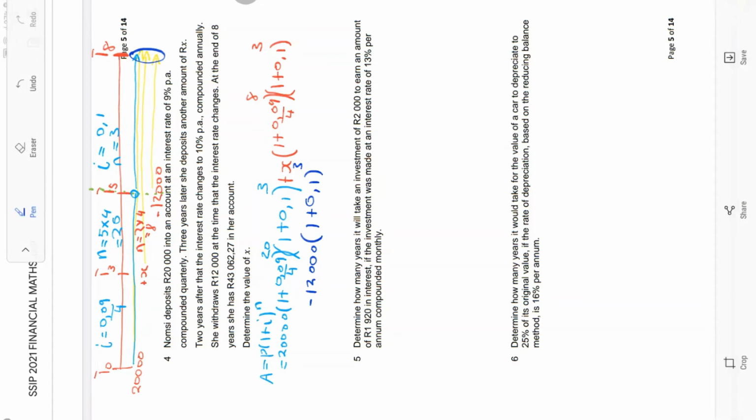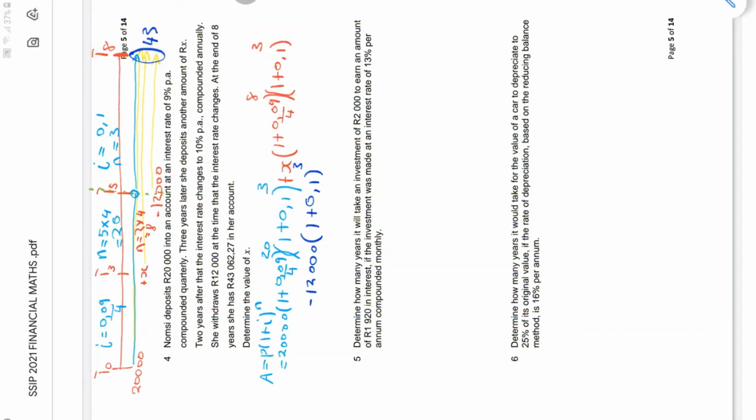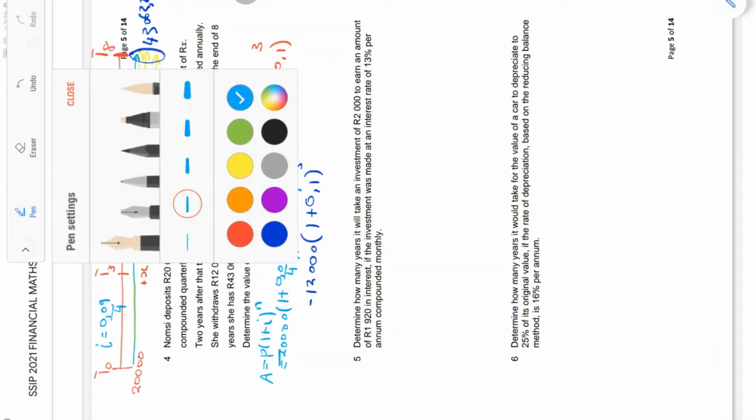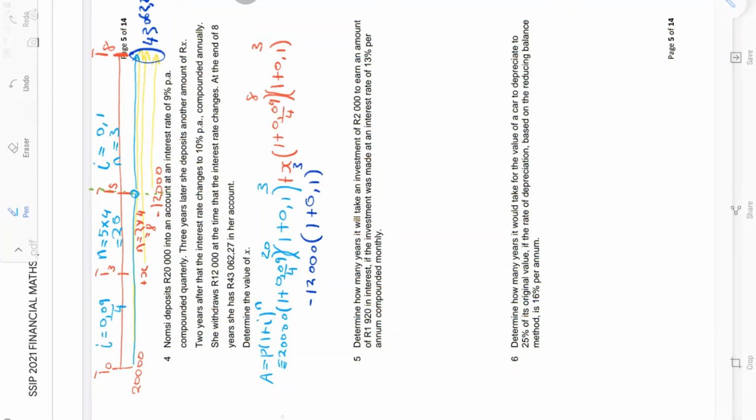But then remember, at the end of the 8 years, all these 3 amounts, the first deposit, the second, and the withdrawal, the balance in the account, according to the question, was 43,062.27. So that means when we sum all the transactions on the right hand side, they should actually equal our 43,062.27.